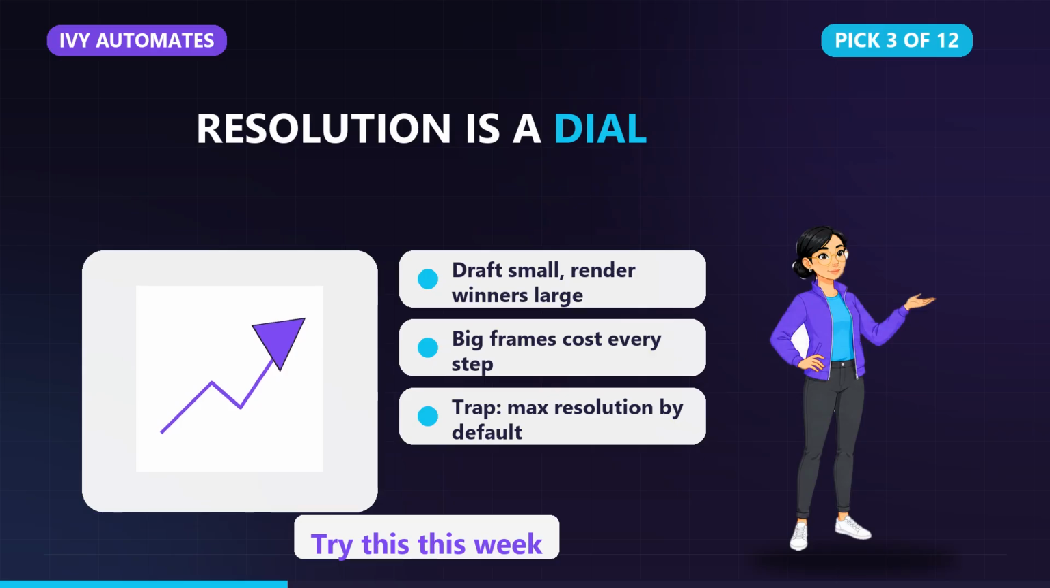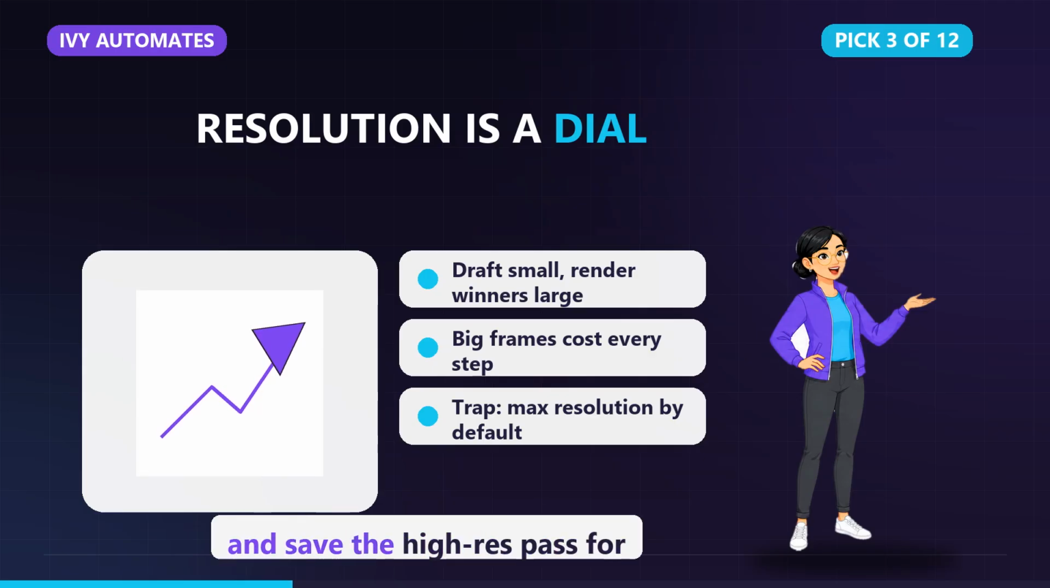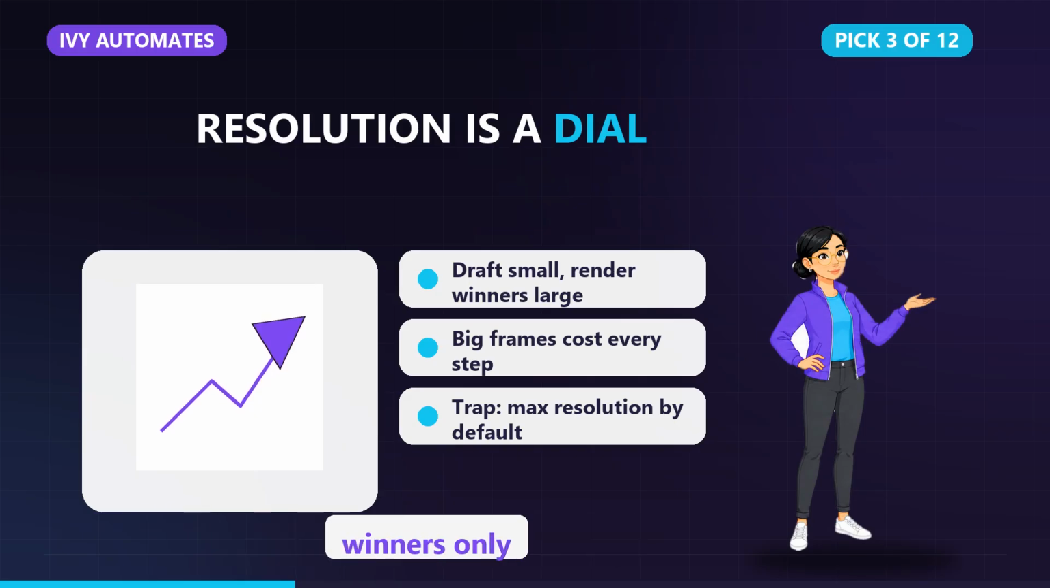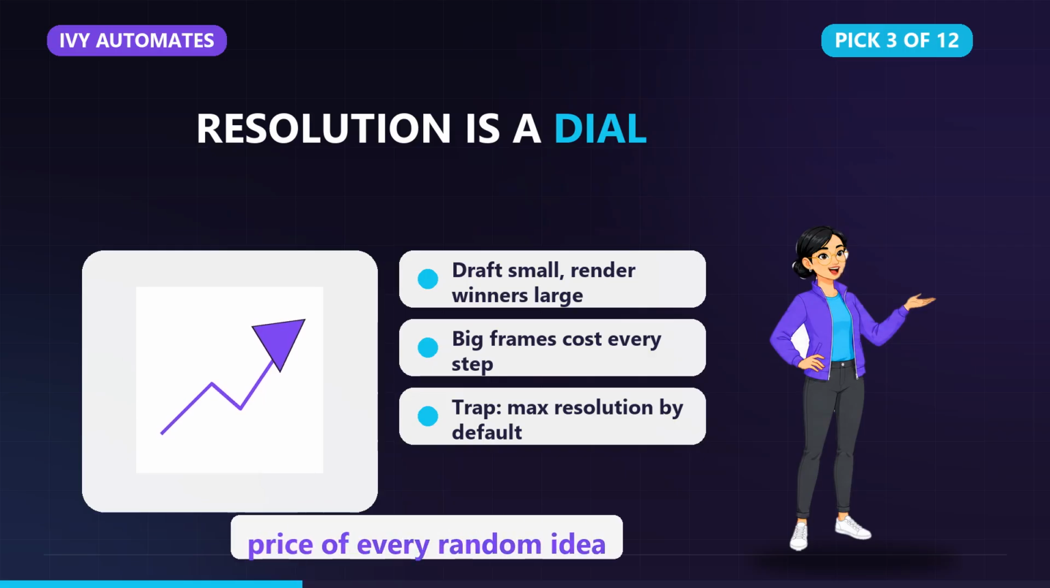Try this week. Cut your resolution in half for every experimental generation, and save the high-res pass for winners only. You'll iterate faster, waste less, and stop treating a 5-minute render as the price of every random idea.